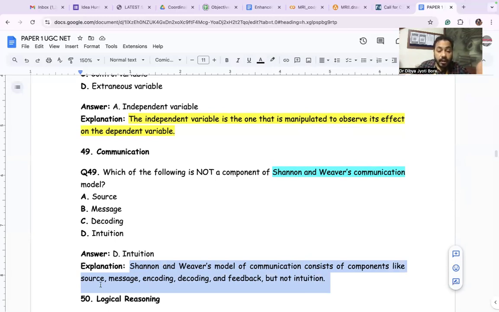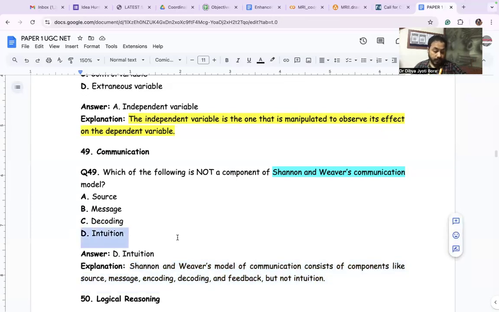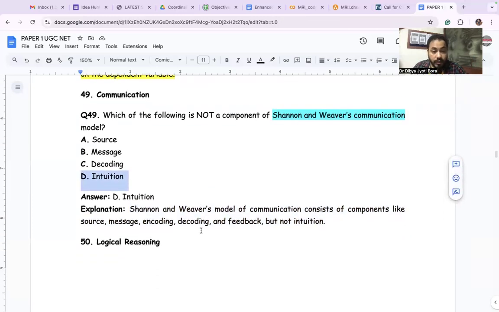तो क्या क्या है आपका? Source, message, encoding, decoding, feedback, but not intuition. Intuition Shannon and Weaver's model of communication का पार्ट नहीं है और कंपोनेंट नहीं है. तो यहाँ पे ऑप्शन सोर्स तो है, मैसेज है, डिकोडिंग है, तो ऑप्शन होगा डी. ठीक है, तो डी मतलब ये इंट्यूशन इज नॉट अ पार्ट.